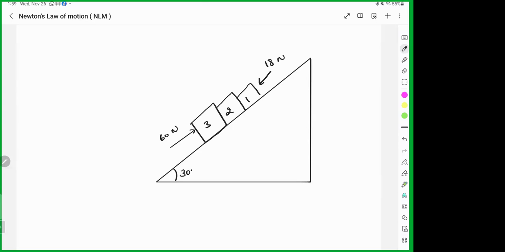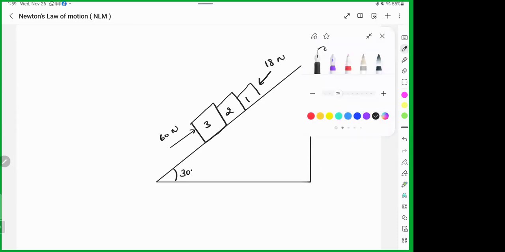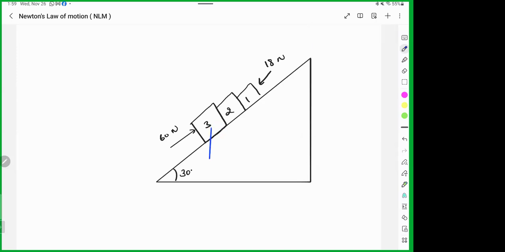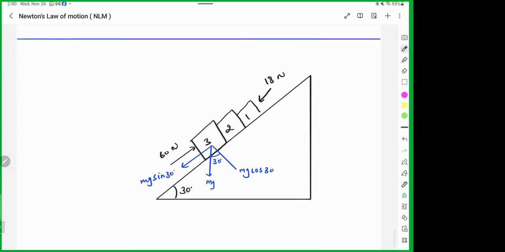Okay sir. If this is the situation, every time there will be mg in the downward direction. Here, mg cos theta, theta is 30, so this will be mg cos 30. And in this direction will be mg sin 30. Tell me, yes or no? For all the three masses.